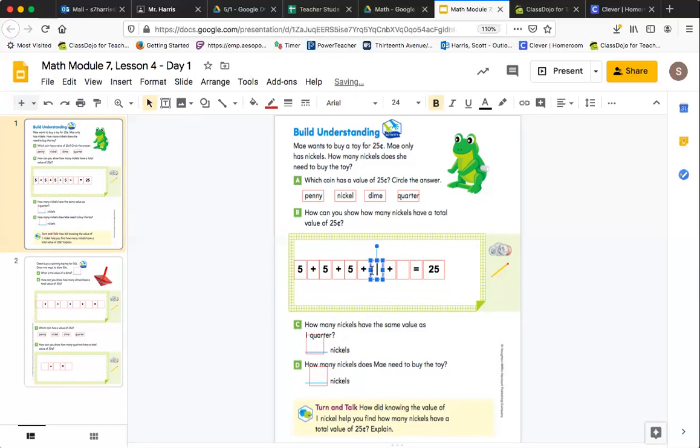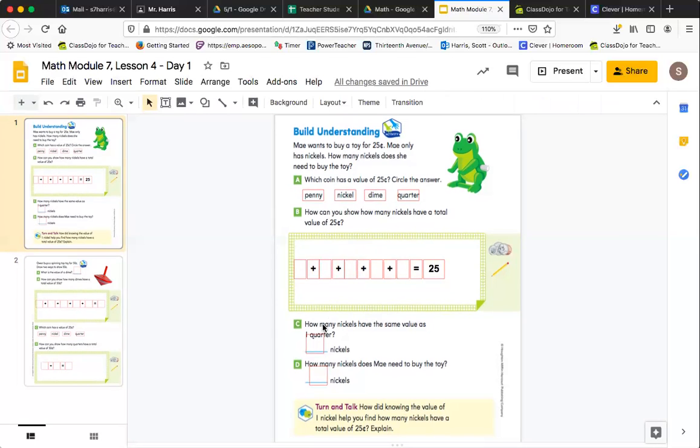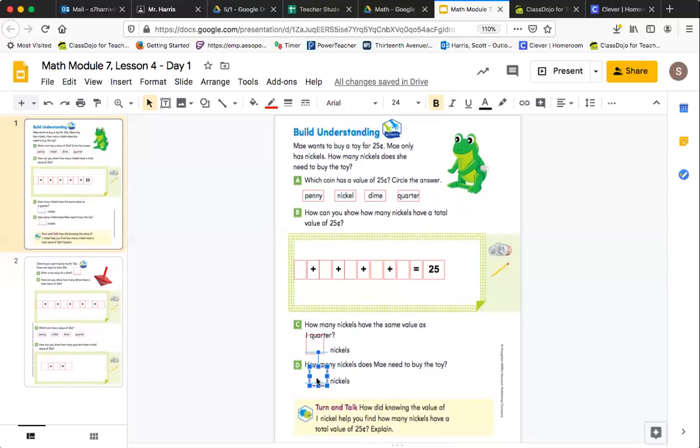I'm going to delete these now so that you can open it up and do it yourself. And let's move on. So how many nickels have that same value as a quarter? How many nickels did we put in there? You're going to have to count how many and fill that in right here. And then how many nickels does May need to buy the toy? That's our answer.